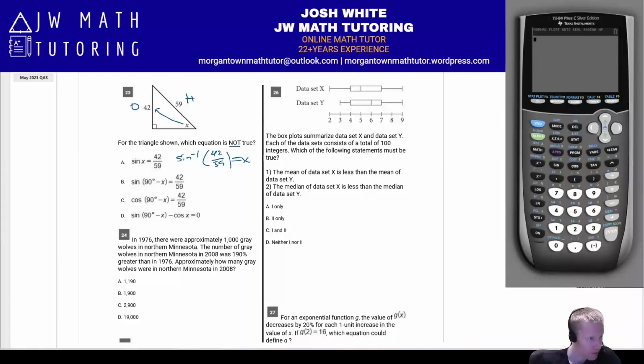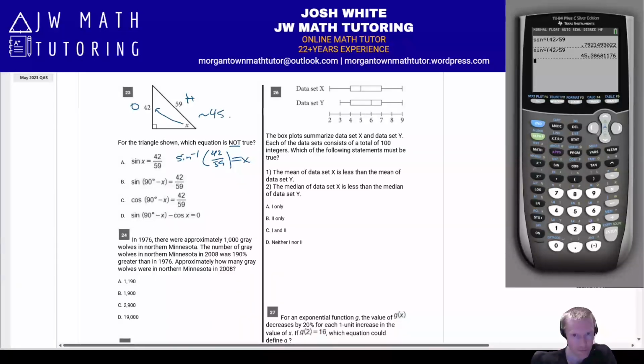So if we do that on the graphing calculator, all right, looks like I'm in radians mode, so give me 1 second to change to degree mode. Okay, there we go. 45.4 degrees approximately. So now I'm just going to go through. So again, this one's already wrong, so cross it back out. I'm just going to go through and calculate the other three answer choices and see which one is not true.